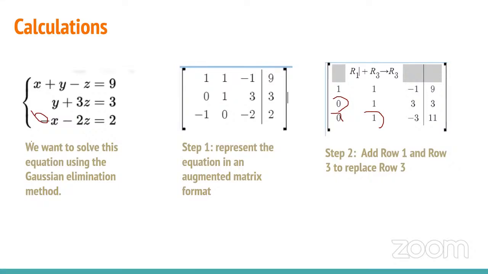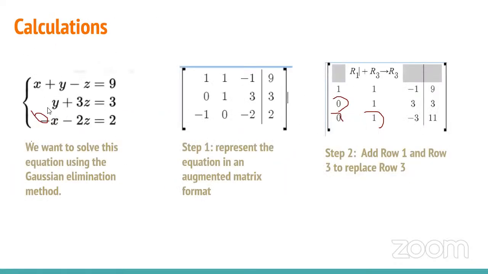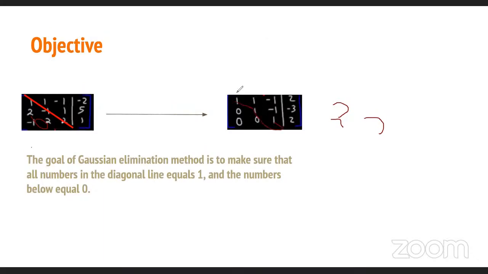Sorry, follow-up question, Abdulrahman. Is the goal to have everything as 0? What's the overall goal? This is the overall goal here: to have every number on the diagonal line be 1 and every number below that diagonal line be 0. So look at this image here. All of the numbers on the diagonal line should turn to 1, and everything below should turn to 0.